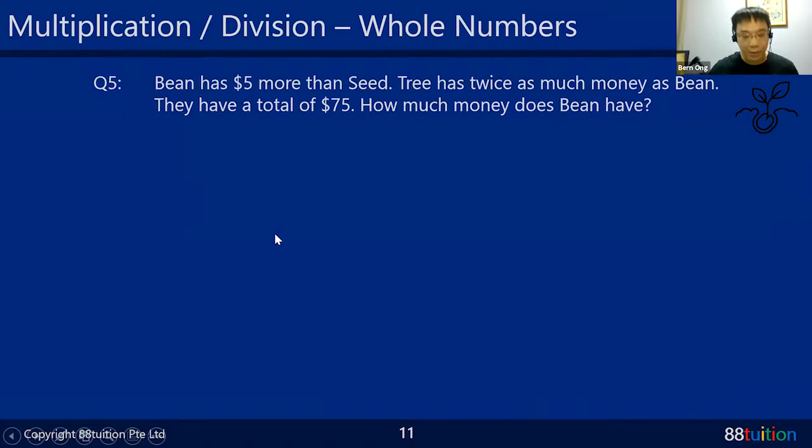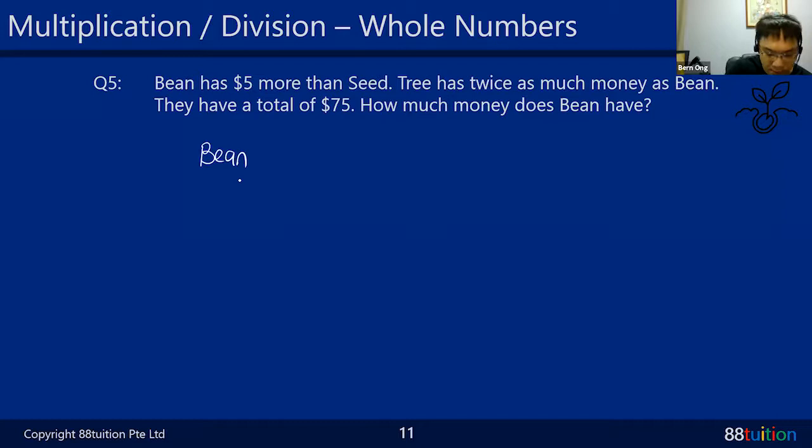All right, so down here, what do we have? We have Bean and Seed and Tree. Wow, how come all the plants related one? All right, Niraja, 20 is correct. Yes, very good. So Bean has $5 more than Seed. What do you do? Draw a model.